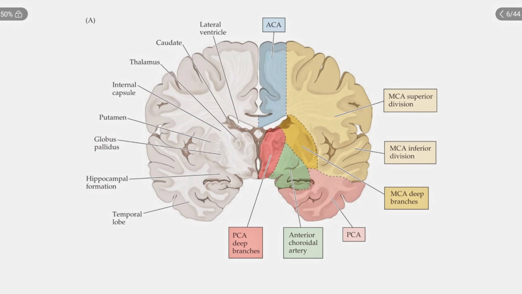Now, this is the coronal section of the brain showing what area is supplied by what. As we already said, the medial aspect here is supplied by the anterior cerebral artery. The superior lateral surface is by the MCA, which has two divisions, superior and inferior, which we'll discuss in detail later. And the MCA deep branches is supplying the internal capsule. And we know what this deep branch is. This is the lenticulostriate artery.